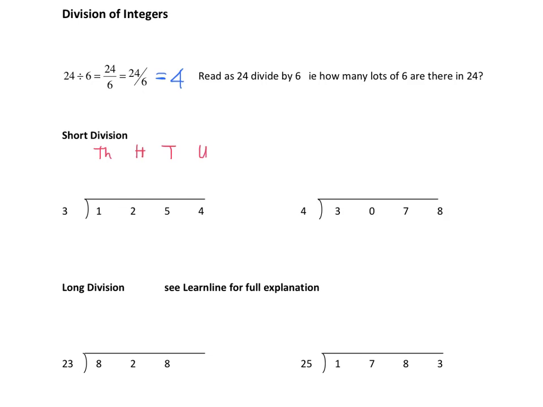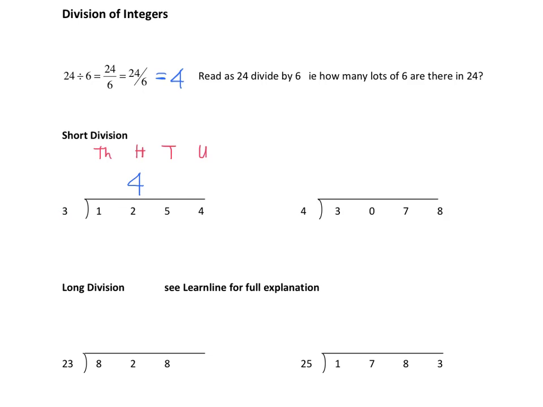So begin with how many 3s are there in 1? Well, you can't divide 3 into 1 and get a whole number, so that means we need to leave this thousands column here blank. So then we read, how many 3s are there in 12? And the answer will go into the hundreds column, and the number of 3s in 12 is 4. There's nothing left over.